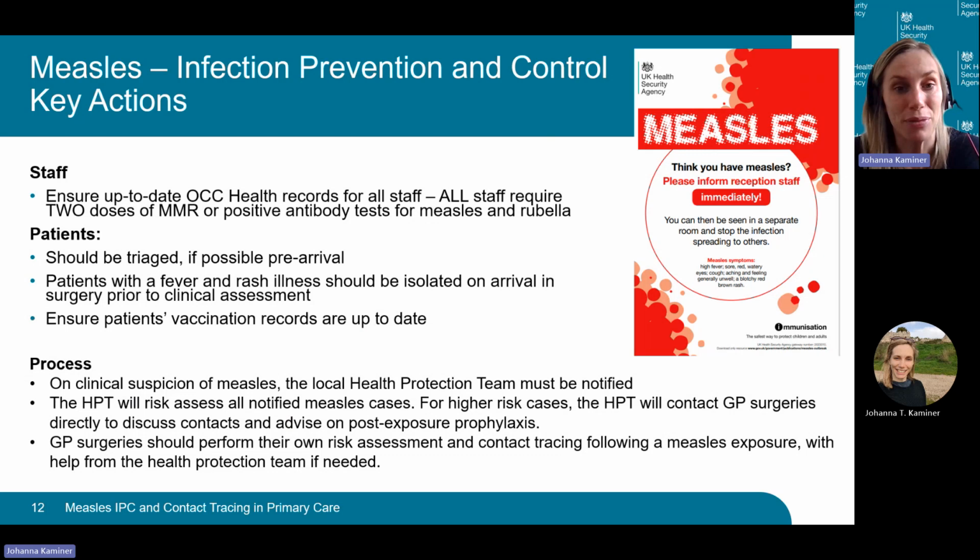And again, just to reiterate the process, if there is a clinical suspicion of measles, the local health protection team must be notified, and the health protection team will then risk assess that measles case. And for higher risk cases, the health protection team will then contact the GP surgery directly to discuss contacts and advise on post-exposure prophylaxis. GP surgeries should perform their own risk assessment and contact tracing following a measles exposure with help from the health protection team if needed. Thank you very much.